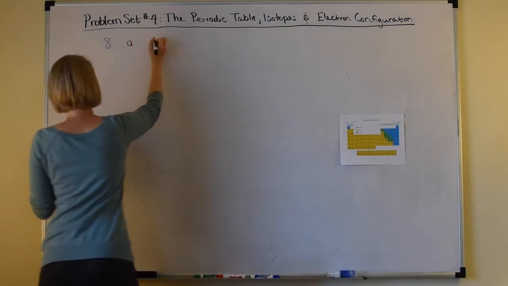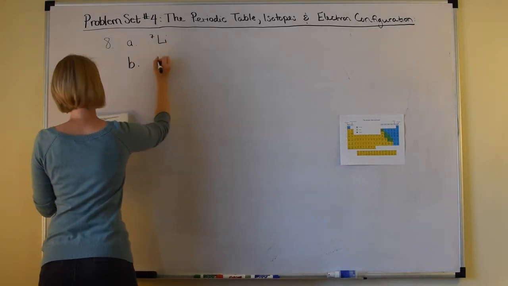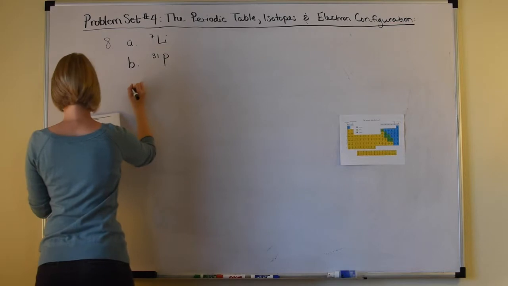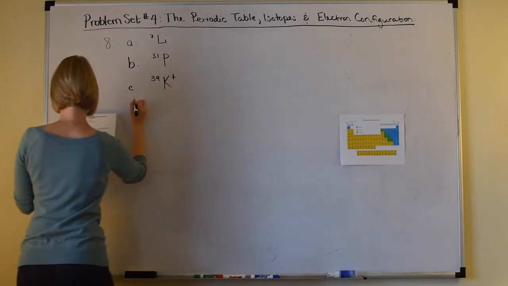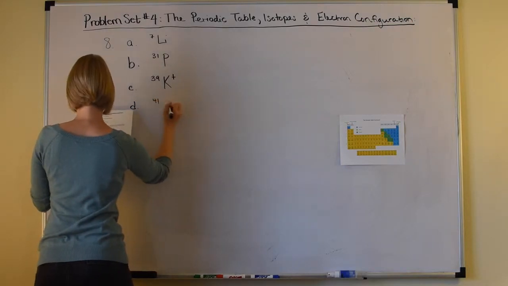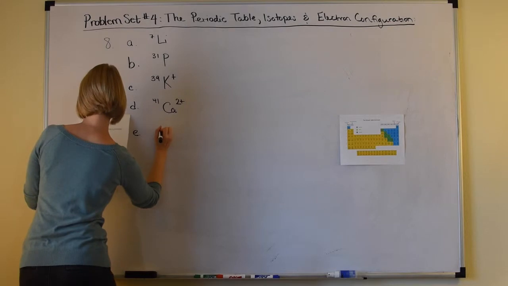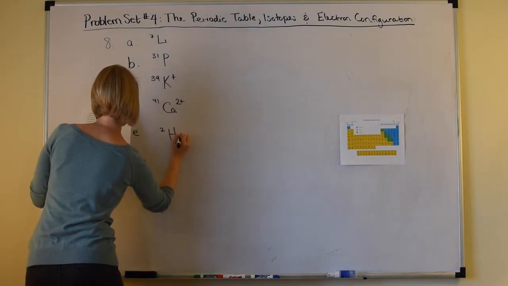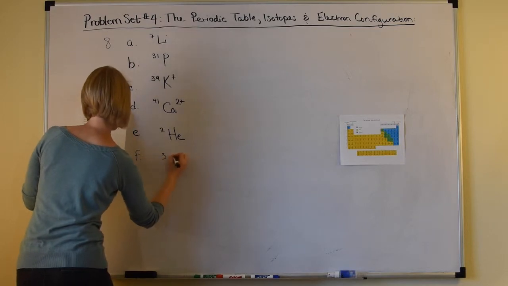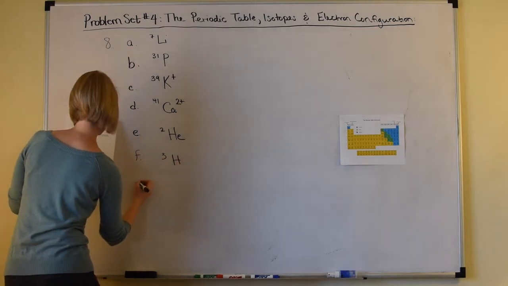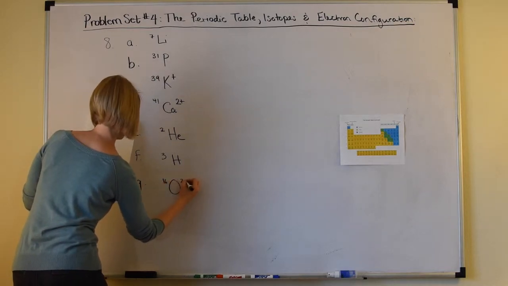A. I'll write them all out first. Here's B, C, D, E, F, G. All right.